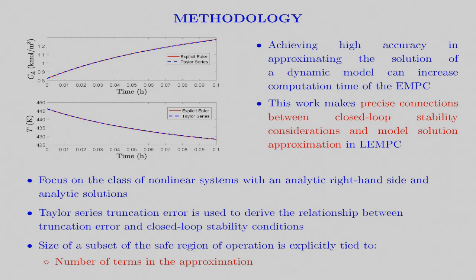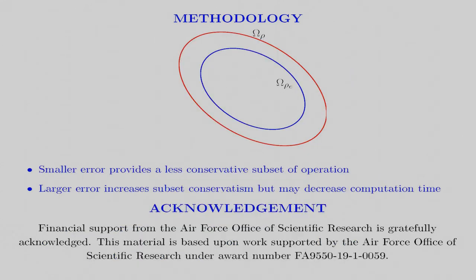For example, the size of a subset of the safe region of operation is explicitly related to the number of terms in the Taylor series approximation. Smaller error resulting from the model solution approximation allows a less conservative subset of the safe operating region to be used in the control law design. Larger error may lead to greater conservatism, but also may decrease computation time.